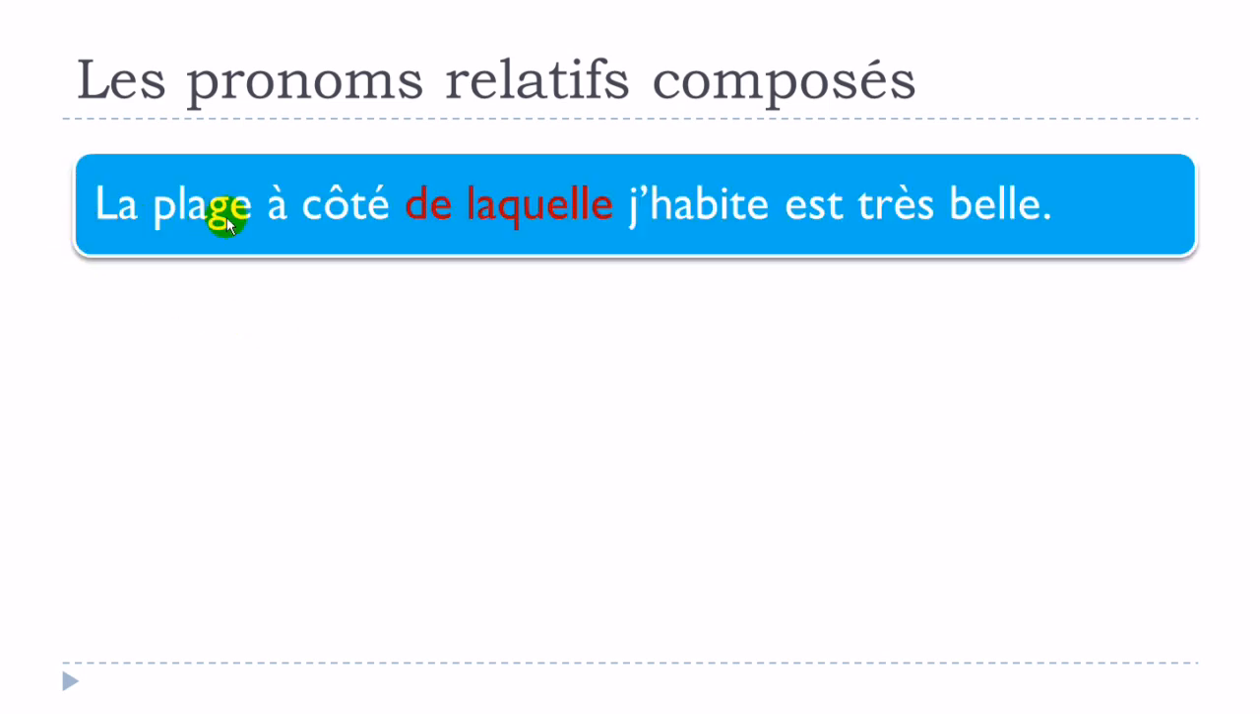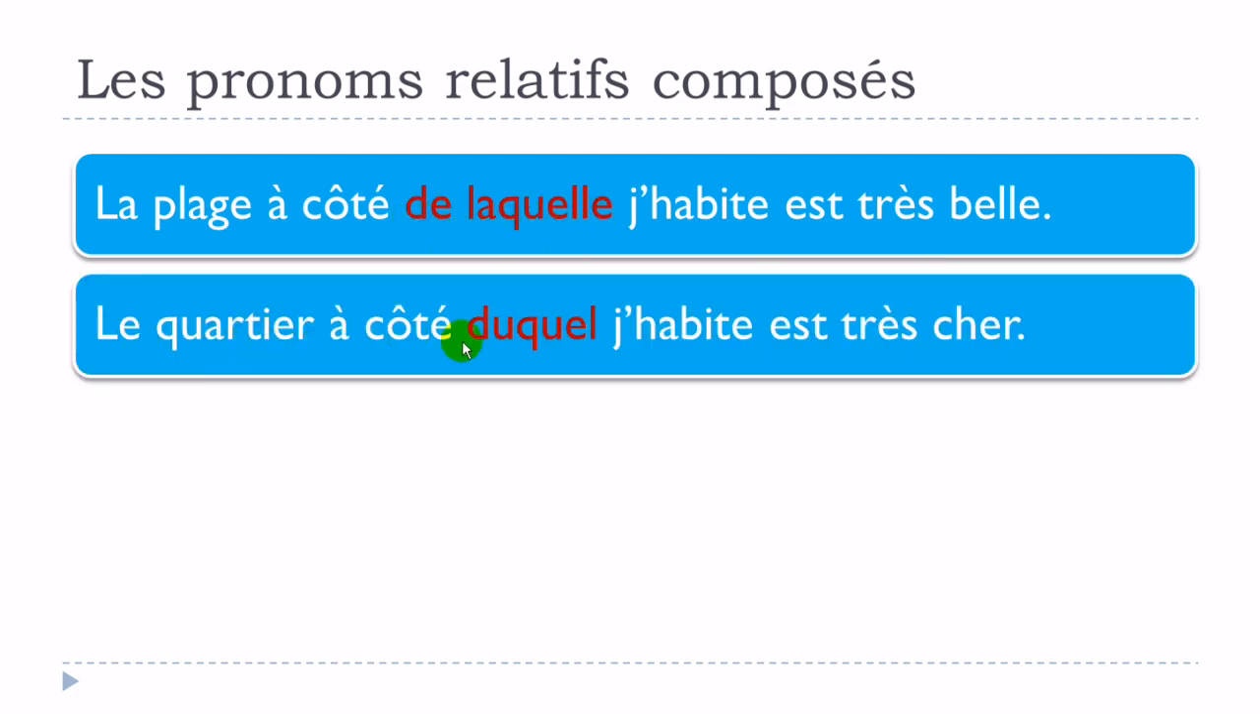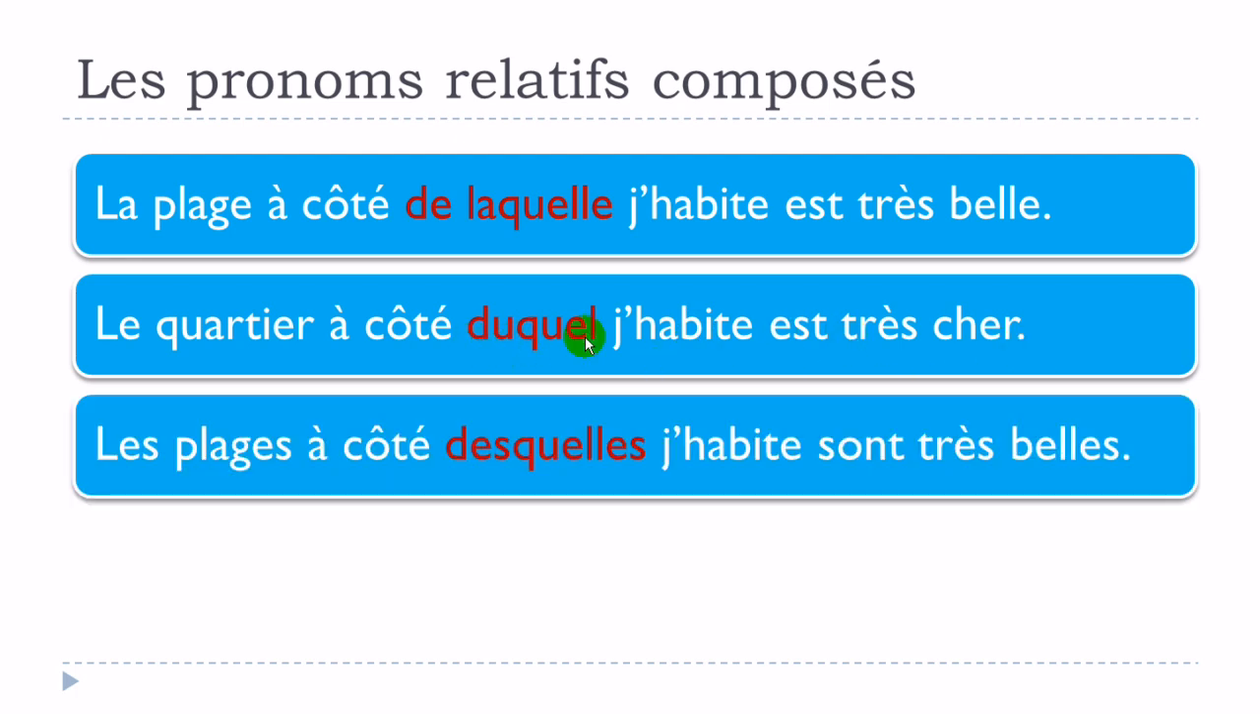So, la plage à côté de laquelle j'habite est très belle. In that case you've got the feminine singular. Then, le quartier à côté duquel j'habite est très cher. It's the masculine singular. Then, les plages à côté desquelles j'habite sont très belles. Same thing as we had previously. Keep in mind that here, at the end, you've got your verb that is directly connected to your subject, so it's the plural now, so your verb should be in the plural. Les plages à côté desquelles j'habite sont très belles.